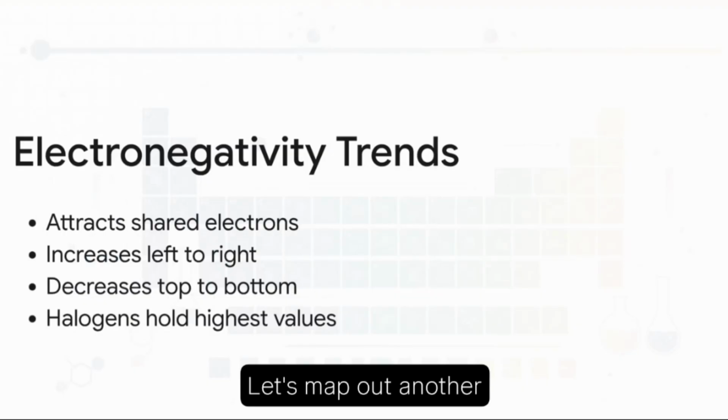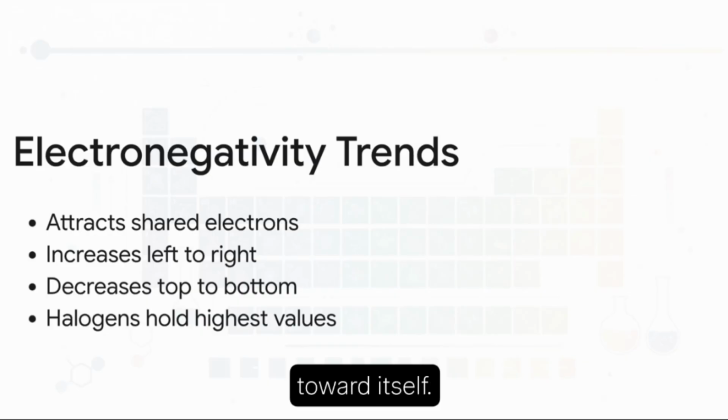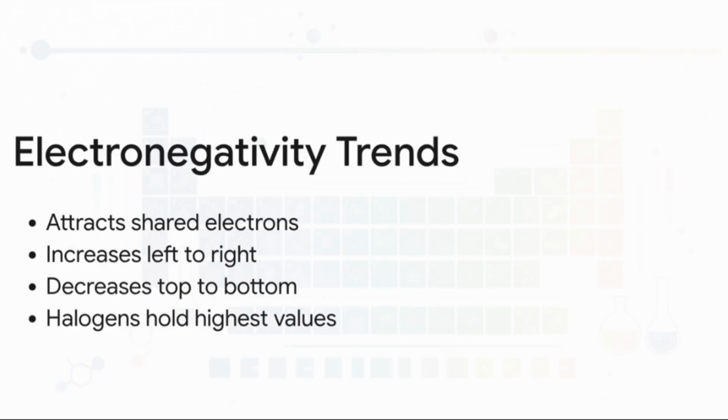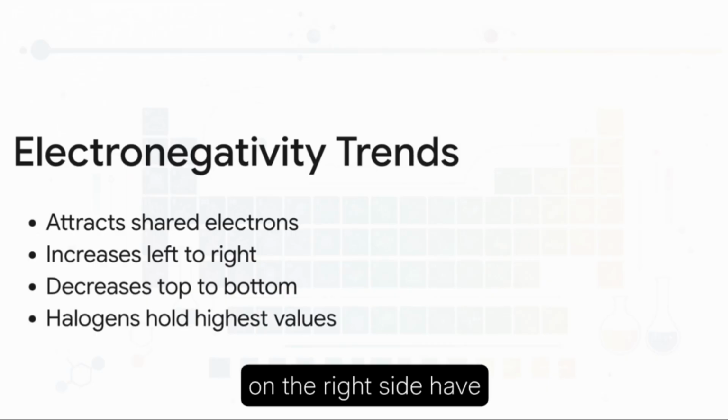Let's map out another shifting tide here, electronegativity. You can think of this as the power of an atom to aggressively attract shared electrons toward itself. This power actually increases from left to right across a period. Those smaller atoms over on the right side have a much stronger grip on electrons. Conversely, electronegativity decreases from top to bottom down a group.